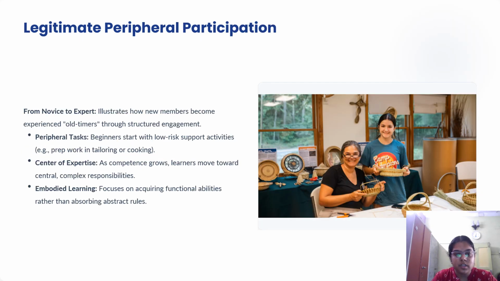Legitimate peripheral participation. From novice to expert. Here it illustrates how new members become experienced old-timers through structured engagement. From novice to expert. Here it illustrates, suppose a new member joined in a community.